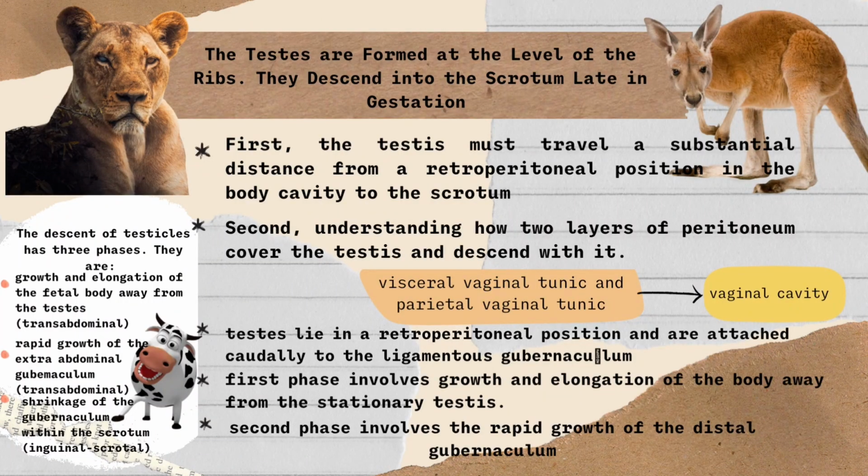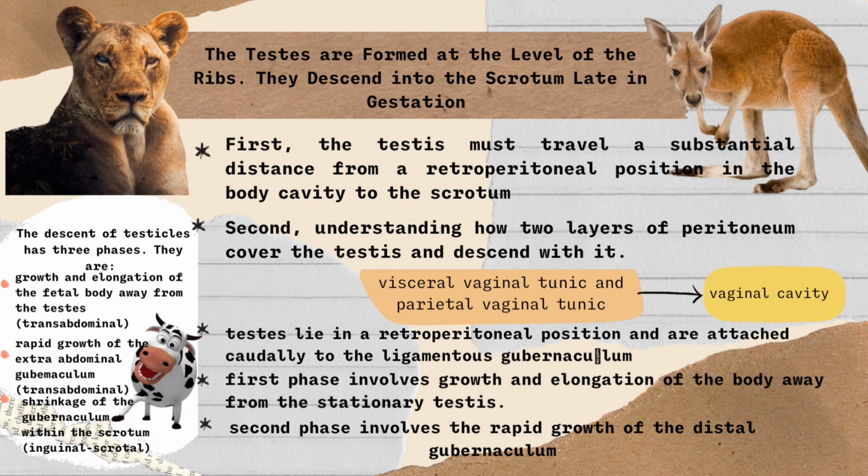The testes are formed at the level of the ribs. They descend into the scrotum late in gestation. In most mammals, the testes descend into the scrotum. Understanding testicular descent is challenging because it involves two relatively unrelated phenomena.